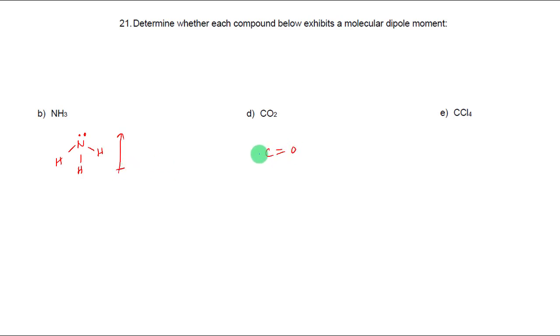CO2 is bonded to 2 oxygens. And this does not have one. And that is because these oxygens are pulling in opposite directions. CCl4 has individual dipoles, but no net.